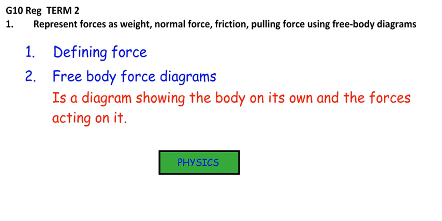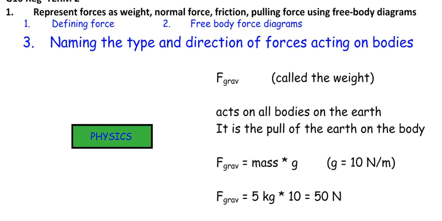Now we shall discuss the forces that are acting on the book. The first force we shall consider is the gravitational force. We write this as F gravitational. Gravitational force is also called the weight of the body. The weight of the body is the pull of the earth on the body, and it acts on all bodies on the surface of the earth. We represent this as a force with an arrow starting from the body, pointing vertically downwards, because weight always points vertically downwards.